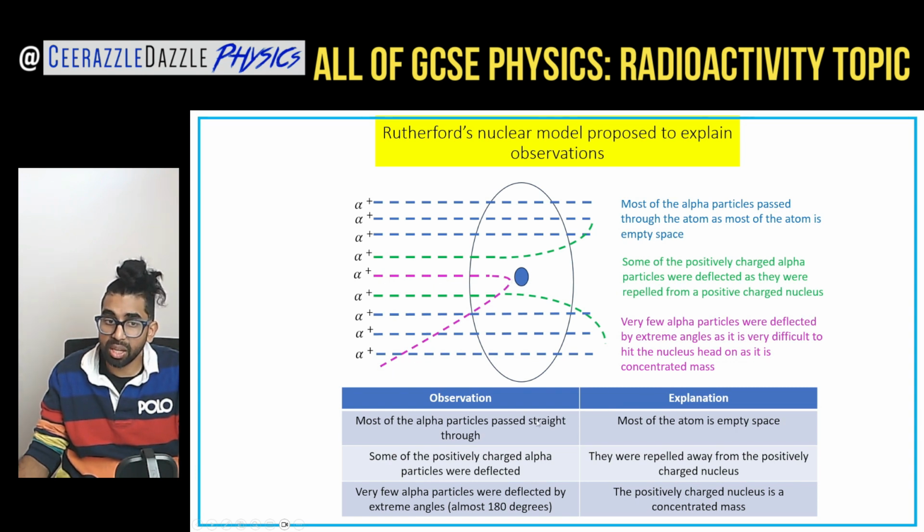So look over here, we've got the following observations. Most of the alpha particles pass straight through because most of the atom is empty space. Some of the positively charged alpha particles were deflected. The reason why is because they are repelled away from the positively charged nucleus. And last of all, very few alpha particles were deflected by extreme angles, almost 180 degrees. The reason why is because the positively charged nucleus is a concentrated mass. Make sure you know the difference between the last two, as most kids get them confused.